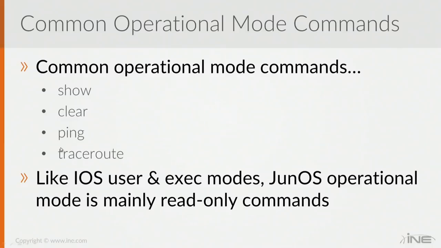So if we think about some of the main commands that we're going to be running from operational mode, like I said, most of the time this is where you're going to be showing different options. You can also do tests here like doing a ping or doing a trace route, where just like in iOS, you normally cannot do a ping from global config. Same thing is going to be true from JunOS.